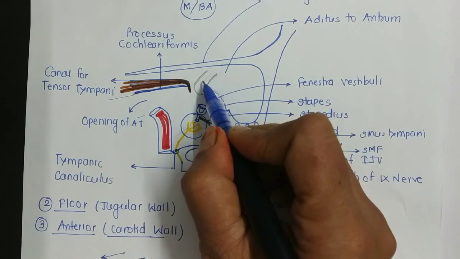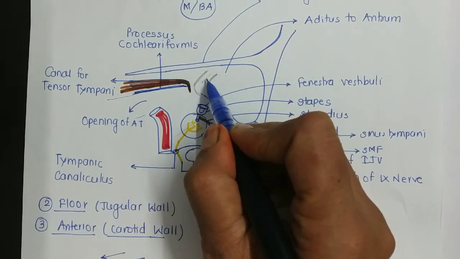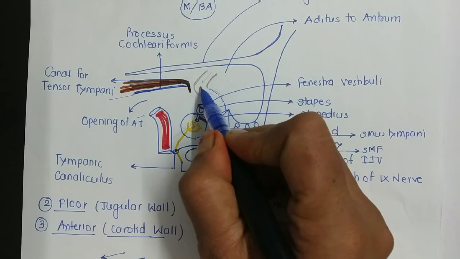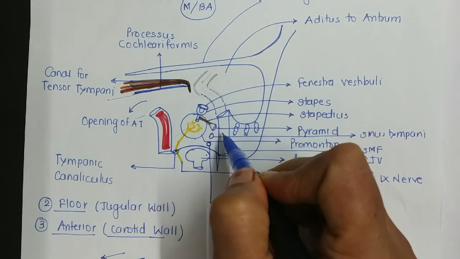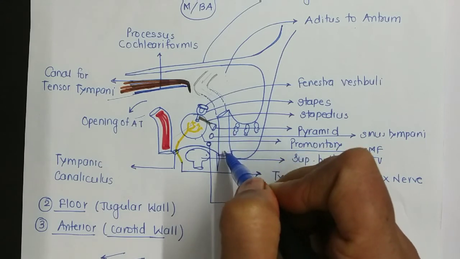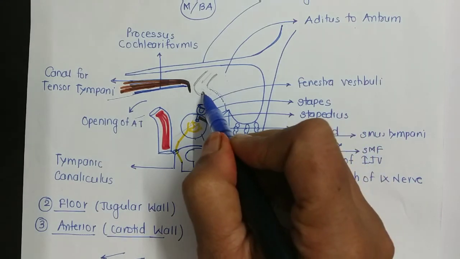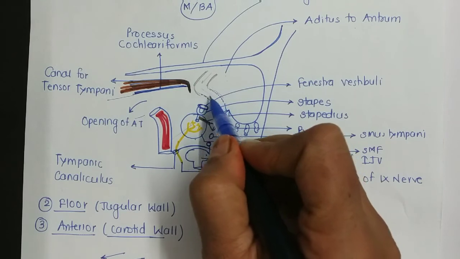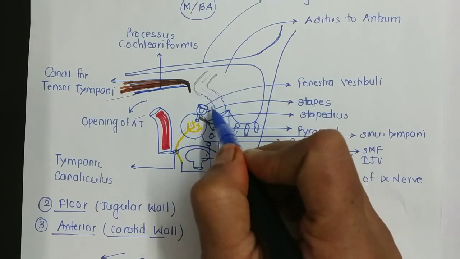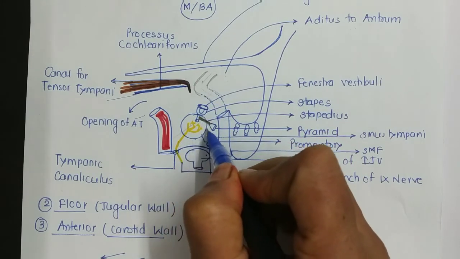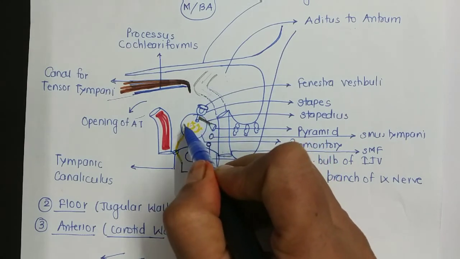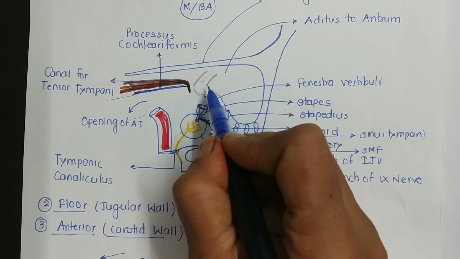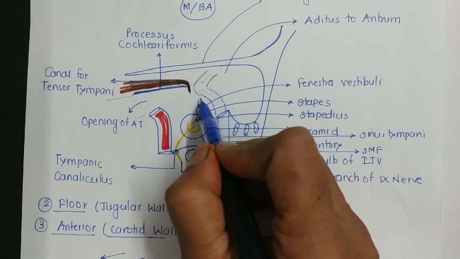So this is the first part which is directed laterally. The second part is directed backward and the third part is directed vertically downward. The second part which is directed backward is forming an arch over the promontory. This is the promontory which is the bulging formed by the first turn of cochlea. Now because of this there is formation of the 2 bends.